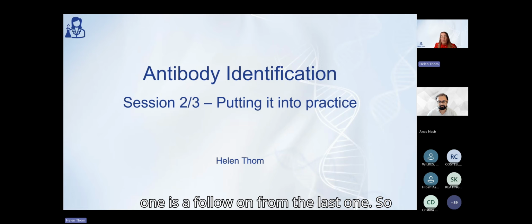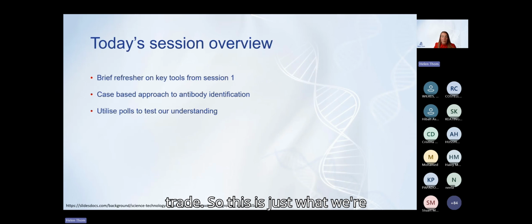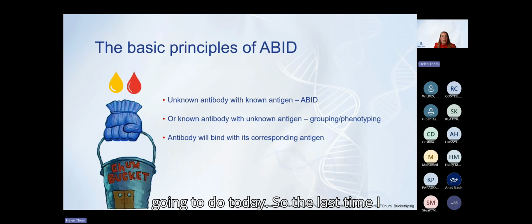This one is a follow-on from the last one, so this is about putting it into practice. The last time we covered tools of the trade, and this is what we're going to do today. Last time I went over the basic principles of antibody ID, and I like to say bucket chemistry is probably the best description. We're looking at a drop of red cells and a drop of plasma. You've either got unknown antibody with known antigen, which is how we'd determine what the antibody ID is, or known antibody with unknown antigen, which is what we use for regrouping and phenotyping. Ultimately, the antibody will bind with its corresponding antigen, whether that comes from the known or the unknown.